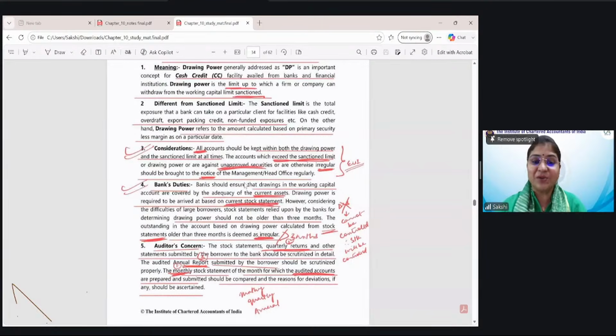So it says the outstanding in the account based on DP, the drawing power calculated from stock older than 3 months, is deemed to be irregular. Is this point clear to all of you?